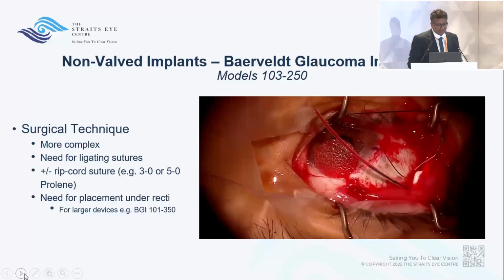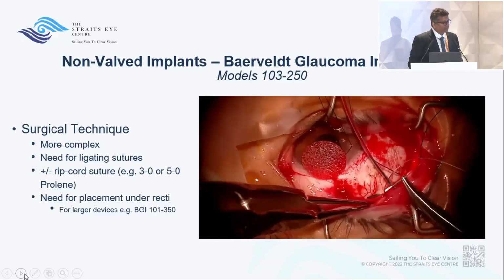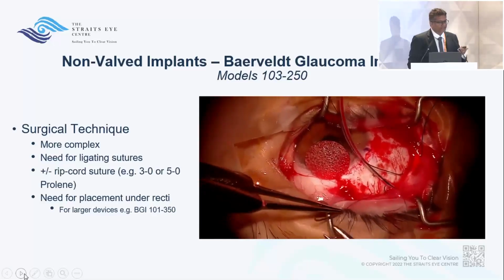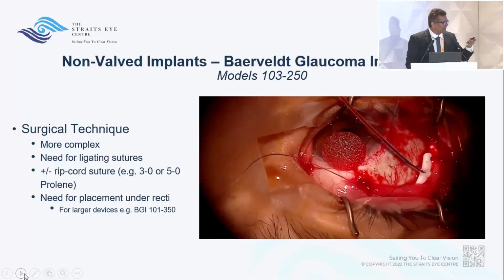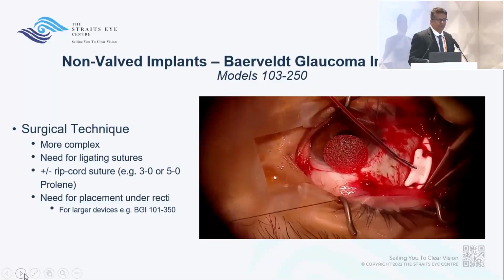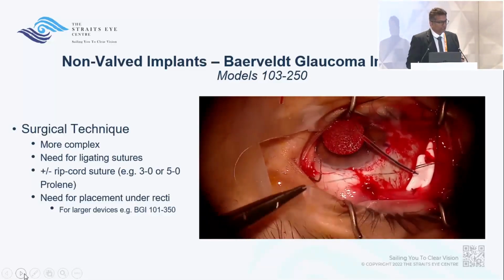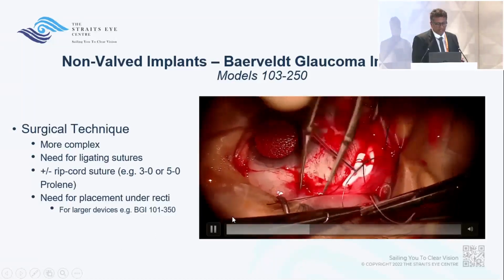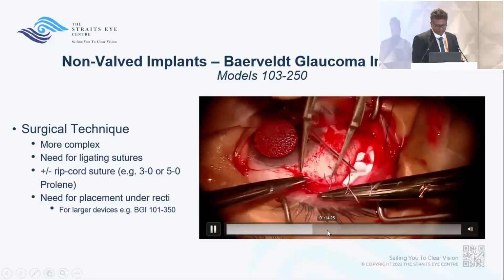Previously I used to place a ripcord as a safety mechanism, which has an inferior outlet, in the inferior conjunctiva, to allow removal of the ripcord should there be some resistance. But in summary, that's the main difference between the Ahmed and the Baerveldt.